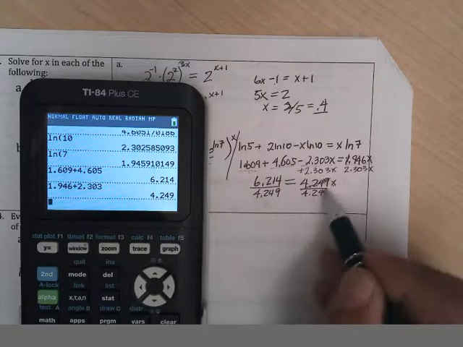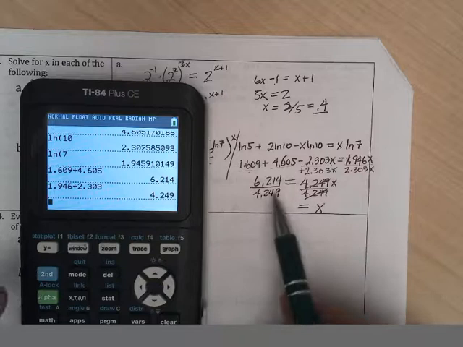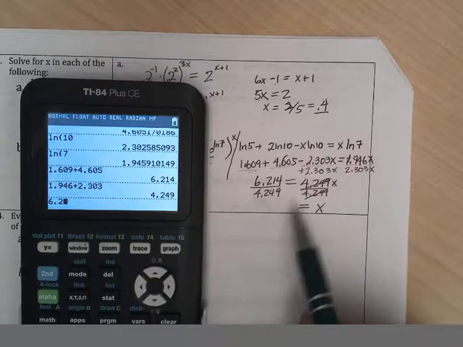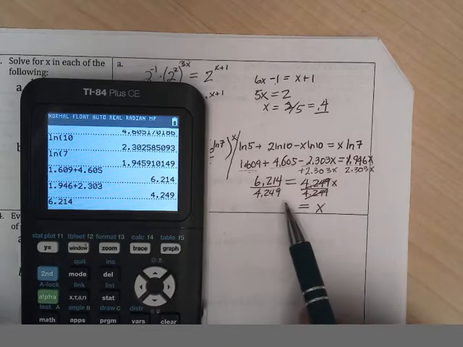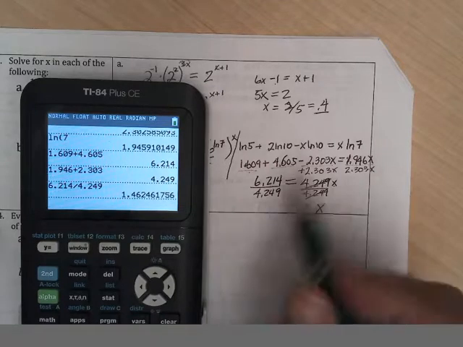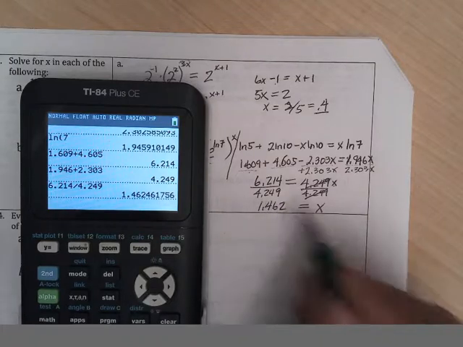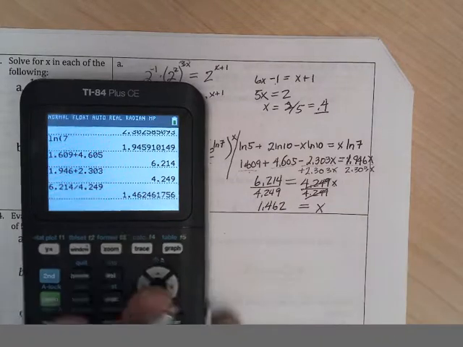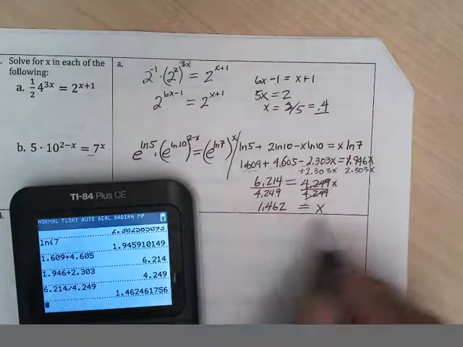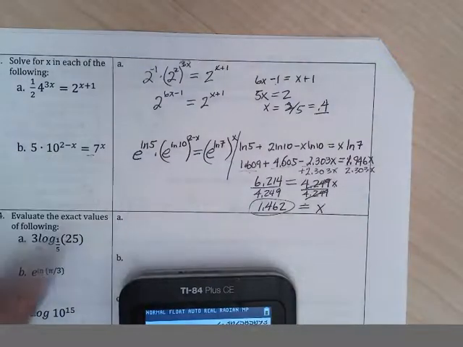4.249, and x equals 6.214 divided by 4.249 is 1.462 approximately. So that should be the number I can put in for x here to get that.